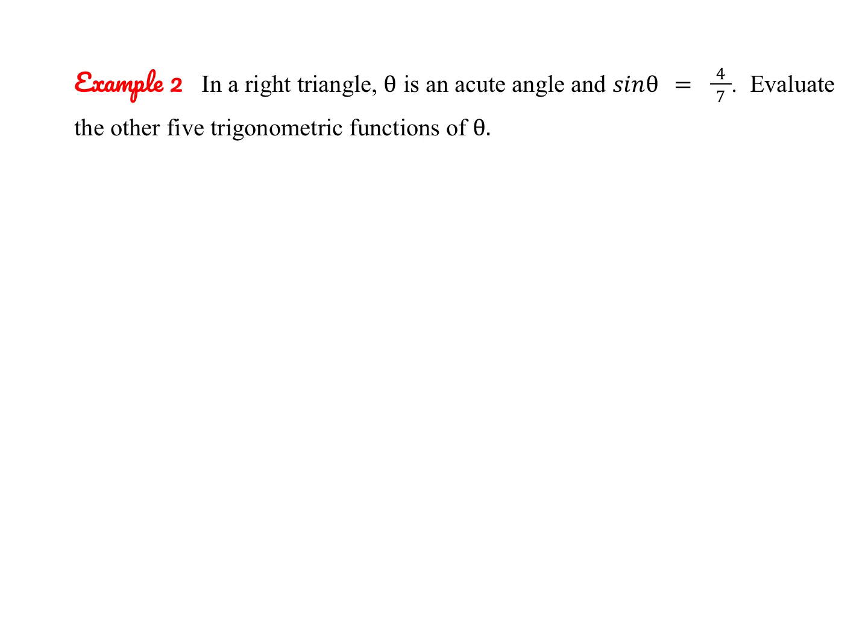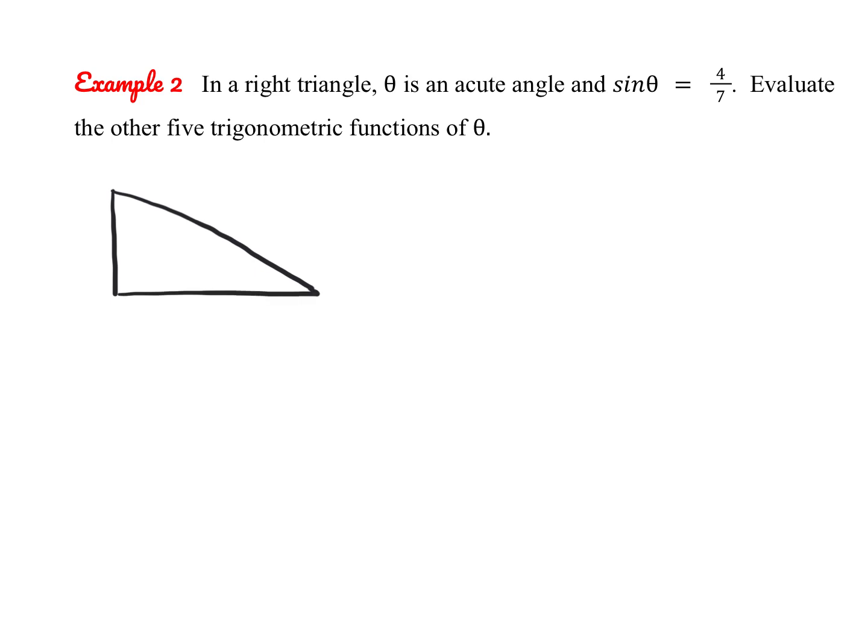All right, let's try another problem together. This one says, in a right triangle, theta is an acute angle, and the sine of theta is 4 over 7. Evaluate the other 5 trigonometric functions of theta. So here, we don't have a picture of a right triangle, so we are going to need to draw our own. So let's go ahead and do that.